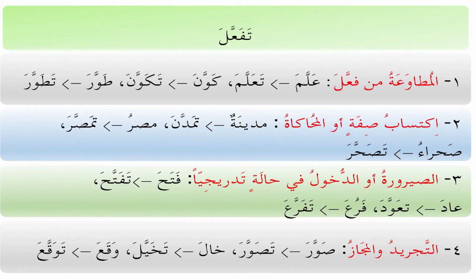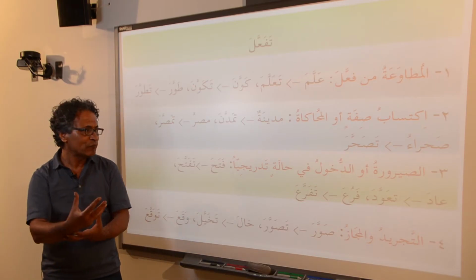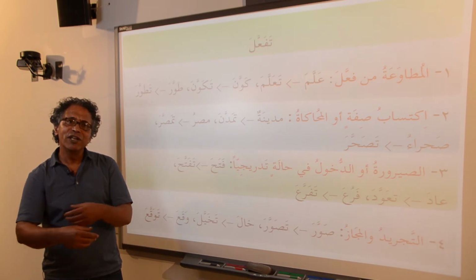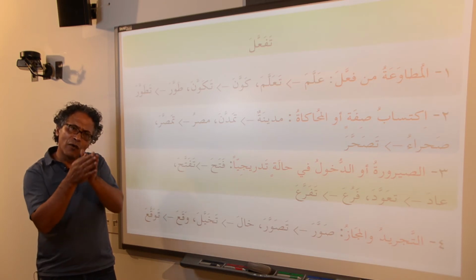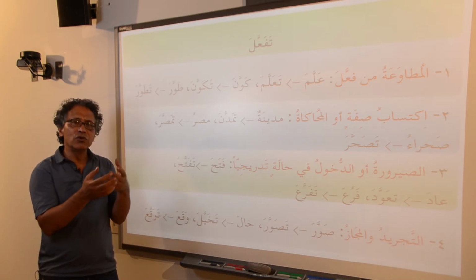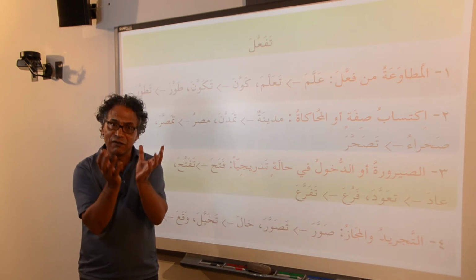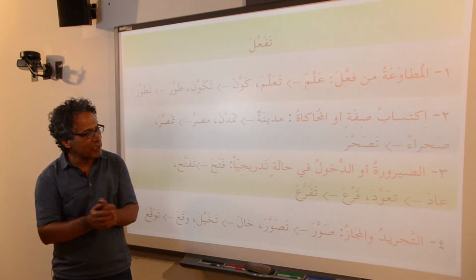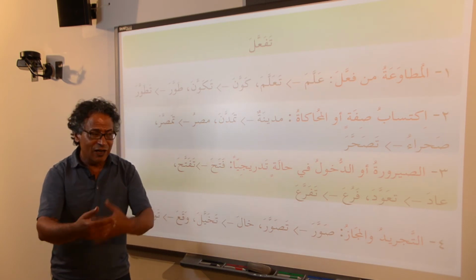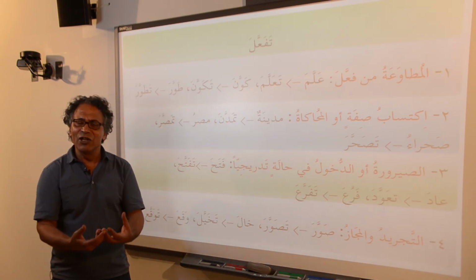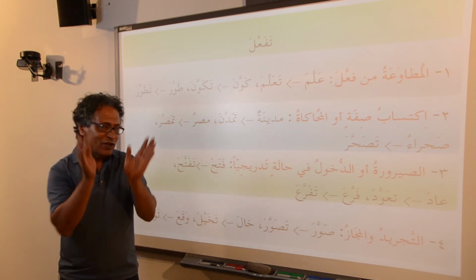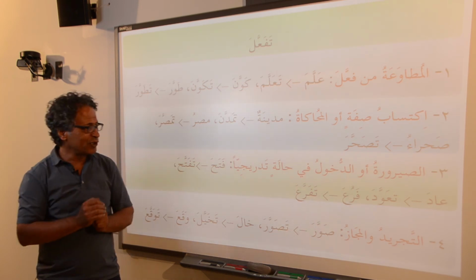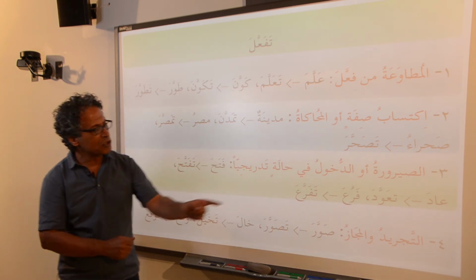The third meaning is الصيرورة أو الدخول في حالة تدريجية. So the idea of becoming and also entering a state, but doing it gradually. So فتح is to open, وتفتح is to unfold slowly. This is a beautiful verb to use if you're talking about flowers budding, for example, because it happens slowly and progressively. عاد, to return. تعود is to take on a habit. The assumption is we do that gradually. فرع, to branch, and تفرع is to branch off, right? The assumption also is that that happens slowly.